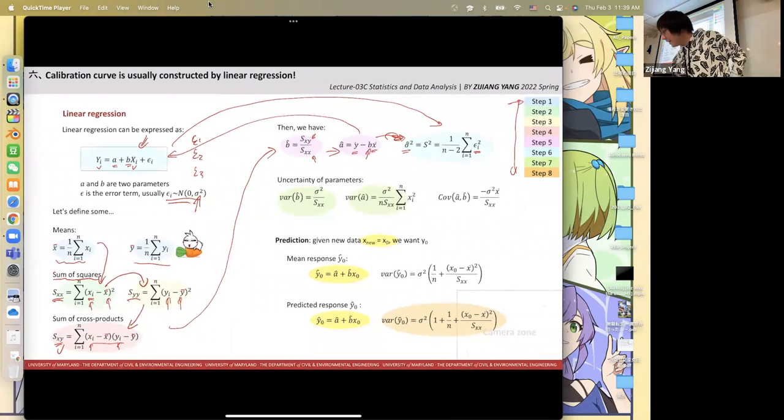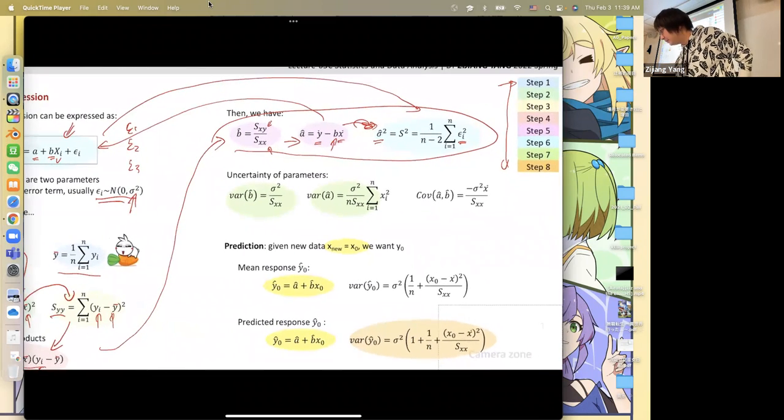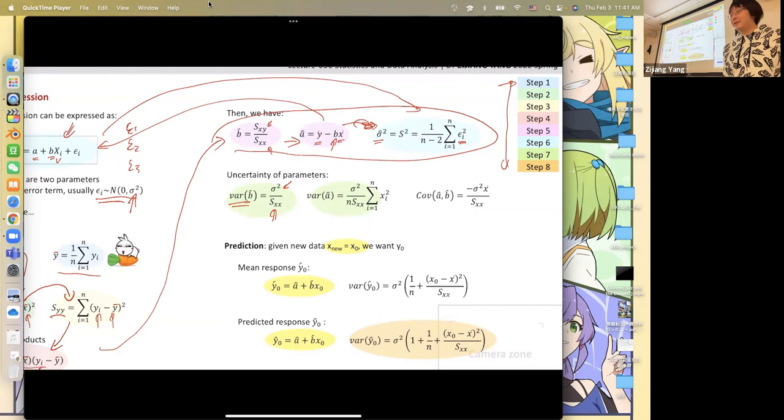Then the next step, so basically from here, we have already constructed our linear relation. But the next one is to calculate the uncertainty of the parameters. So the variance of B hat can be calculated by this equation. And we already know sigma square, and we already know SXX. Then we can calculate the variance of B. And again, the standard deviation, STD of B, just equals the square root of the variance of B.